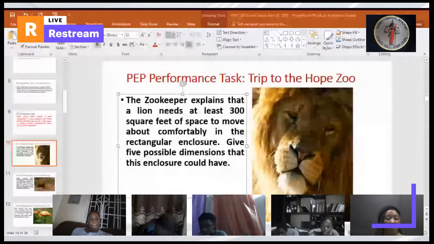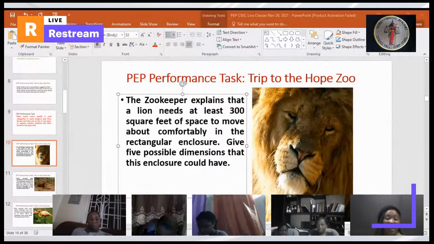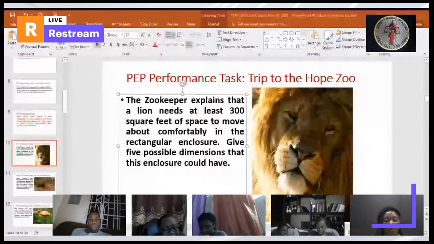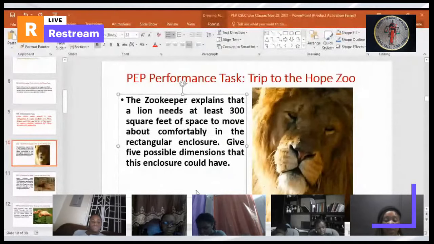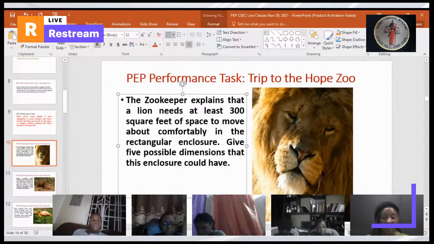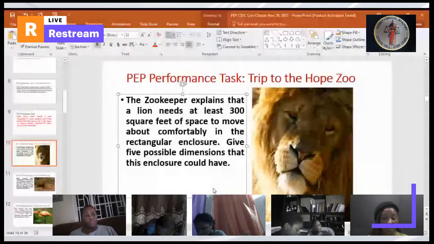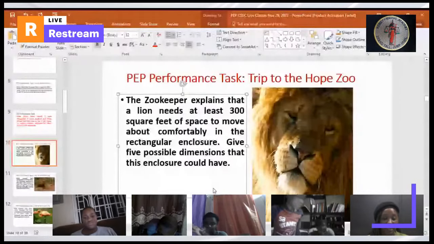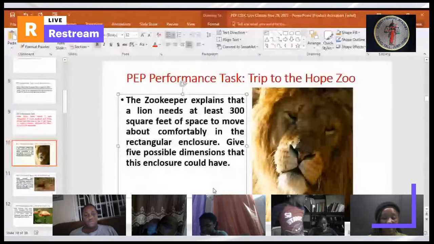So, Madison is saying, hey, Miss, it doesn't have to be 300 feet. What did the zookeeper say? Madison is reminding us of at least 300 square feet. So 300 square feet is the minimum. You're right, Madison. That's the minimum it should be, but it can be more.